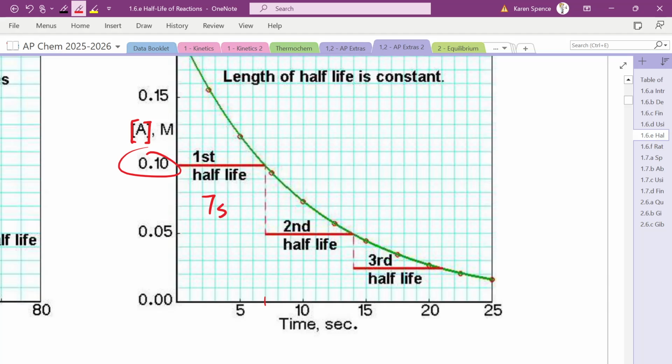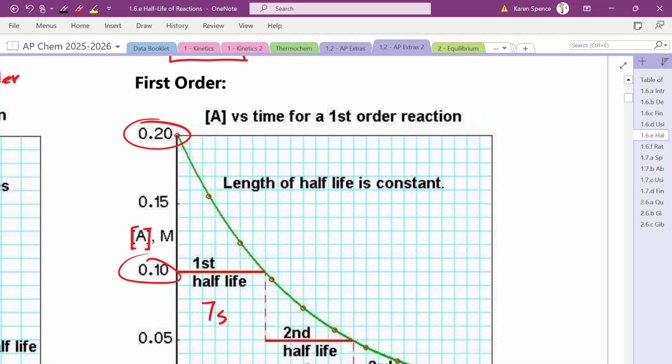And then our second half-life would be the time it takes to go from 7 seconds to 16 seconds. Did I do that right? No, 14 seconds. I can't do math. 7 to 14. Oh, guess what? That's also 7 seconds. And even without finding those numbers, if you look at the length of those half-life lines, are they the same or are they different? They are the same. So if you have first order, half-life is constant.